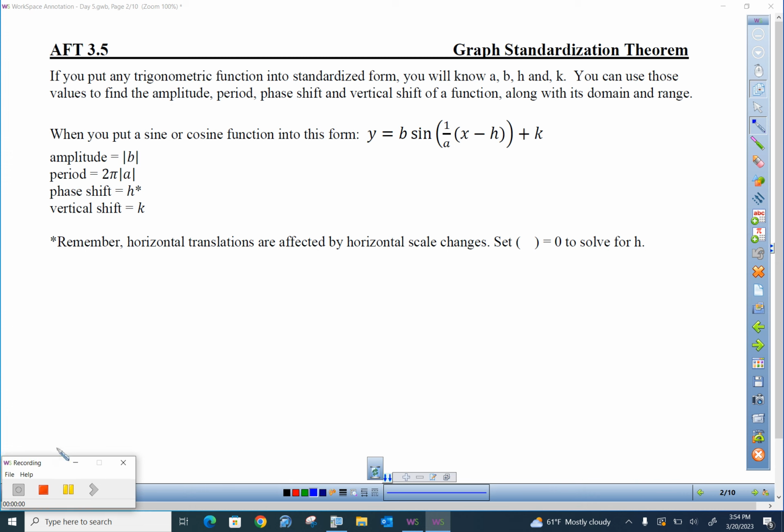All right, folks, today we're going to talk about the graph standardization theorem. Essentially, we're just going to put the translations and the scale changes that we've been talking about together today. And we're going to focus on how the equation and the graphs relate to each other so that we can find critical features either from a graph or from an equation when we don't necessarily have both.